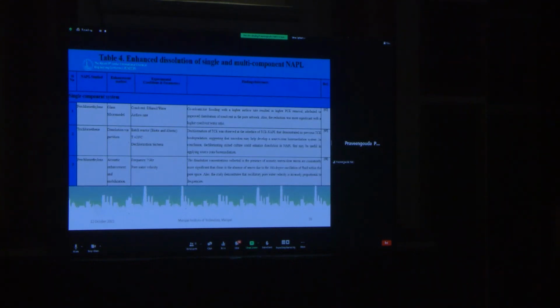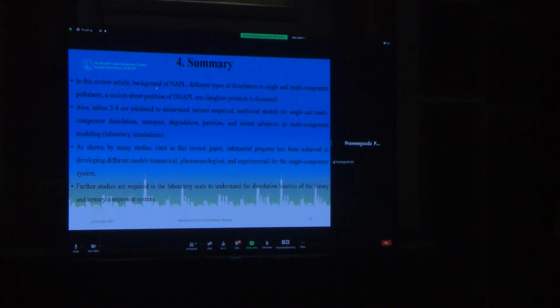This is a table which shows various chemicals or various methods where enhancement of the DNAPLs or LNAPLs has been done at various conditions. A few of them: they have used co-solvents, ethanol, and water. Some they have studied with bacteria. Some they have used acoustic treatment. Acoustic enhancement is done, similar for single and multi-component.